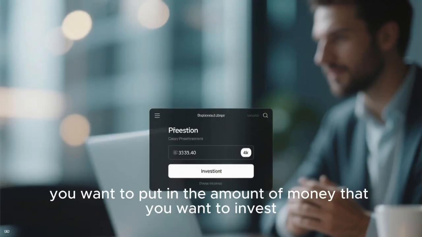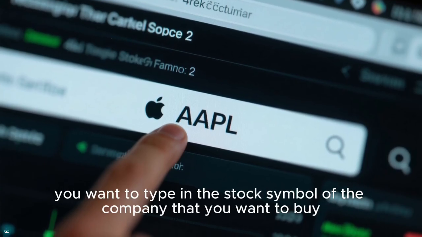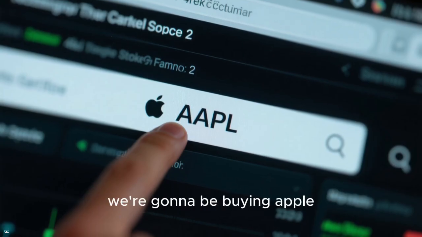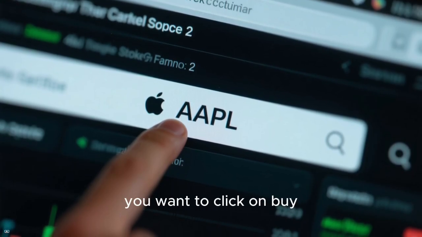Once you have your brokerage selected, you want to put in the amount of money that you want to invest. Now that we're in the trade screen, you want to type in the stock symbol of the company that you want to buy. For this example, we're going to be buying Apple. Once you have the stock symbol typed in, you want to click on Buy.